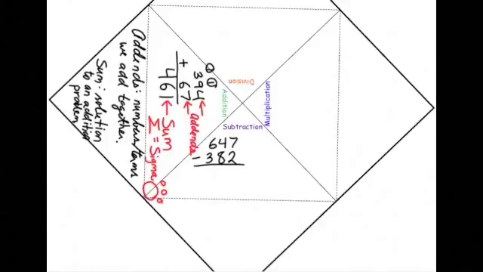Now, subtraction problems have a few types of numbers. We have what's called the minuend, which is the number that we're starting with. We also have the subtractend, and then we have the solution of a subtraction problem, which is called the difference.